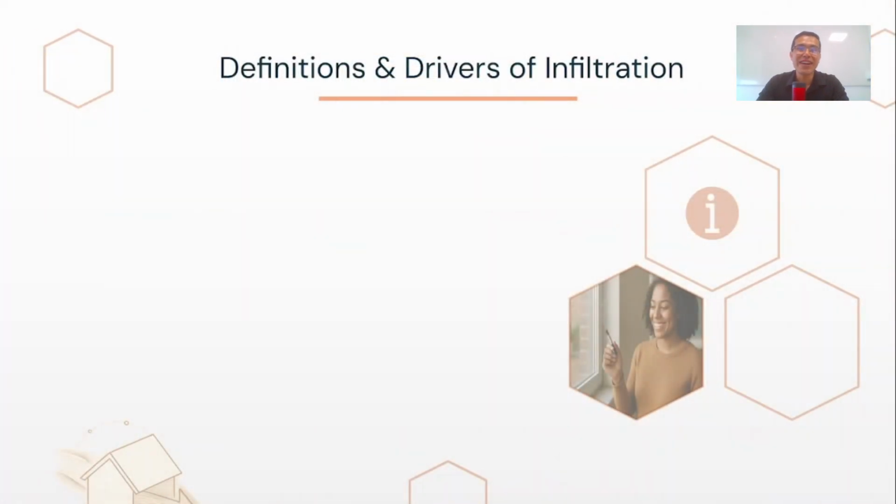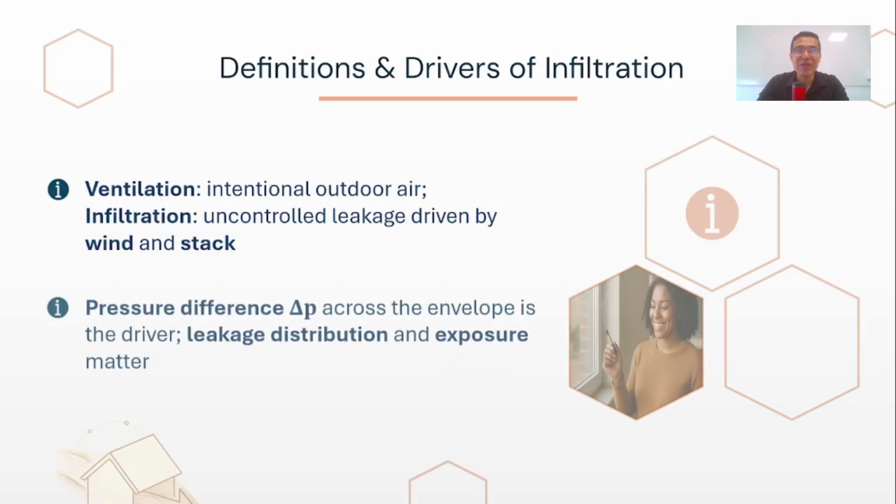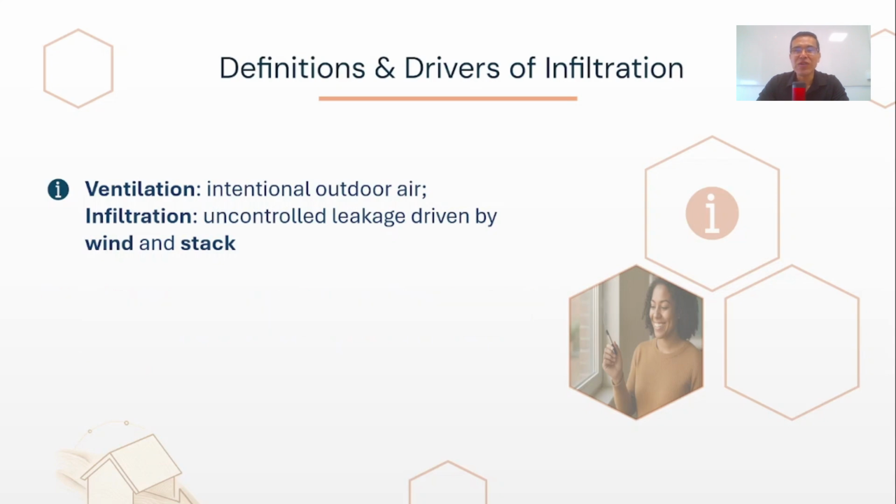Let's start by clarifying some key terms. Ventilation is the air you want. It's the intentional, controlled outdoor air that's designed to come into a building. Infiltration, on the other hand, is the air you don't want. It's the uncontrolled leakage through all the cracks and gaps, and is driven by two main forces: wind pressure and the stack effect from temperature difference.